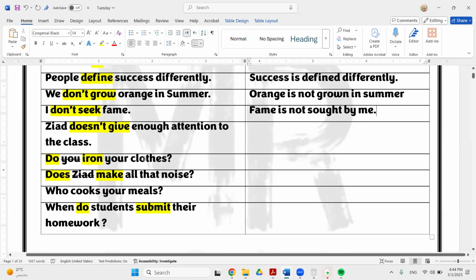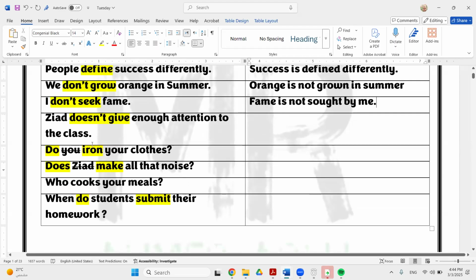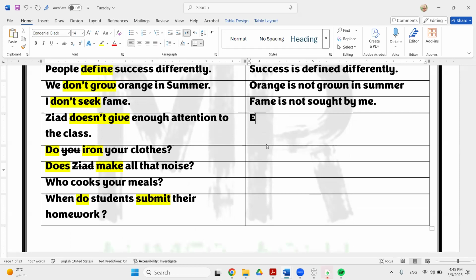All right, Roa. Ziyad does not give enough attention to the class. Ziyad مش مهتم بالكلاس. Can you turn this into passive? Enough attention isn't given to the class by Ziad. Is not given. We usually use verb to be. Enough attention is not given to the class by Ziad. يعني to be clear by Yasin. Yasin is not responding to me.